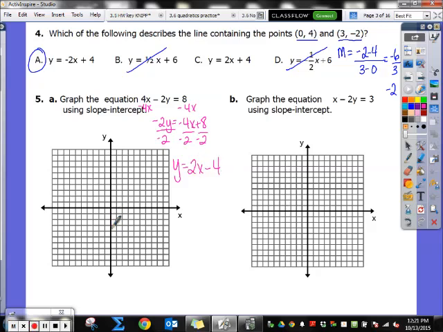So I would start at -4 and go up 2, right 1. Or down 2, left 1. And so there's the graph of our line. Over here, I've got to do the same thing.